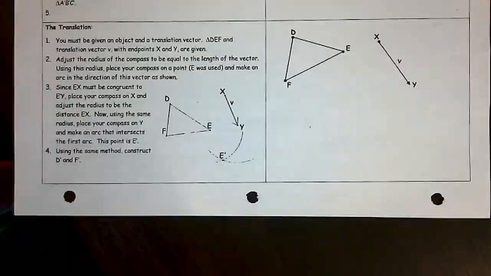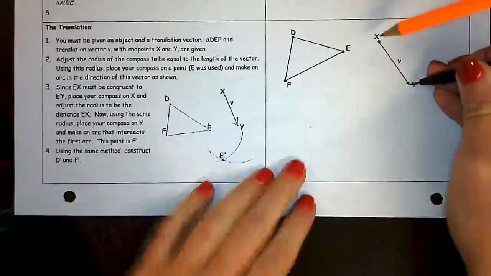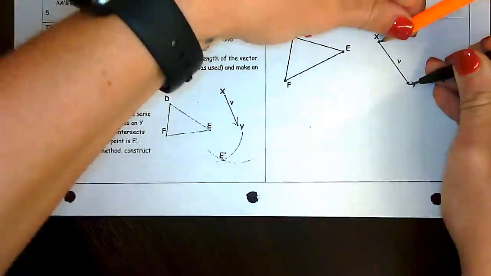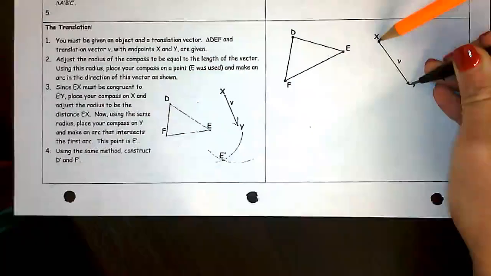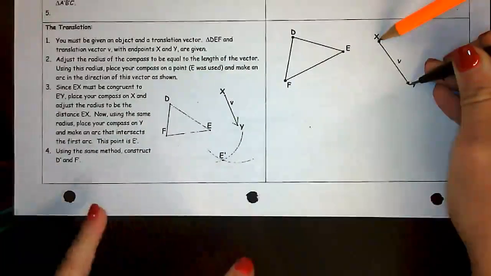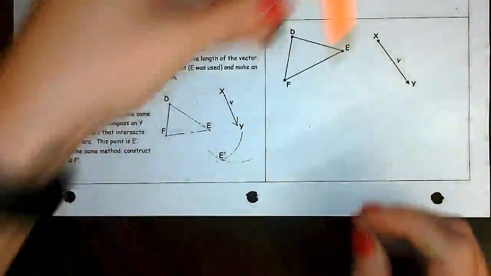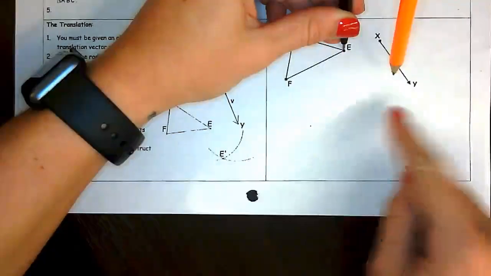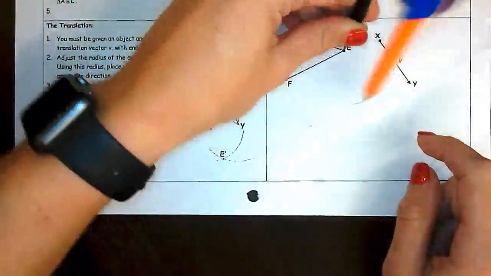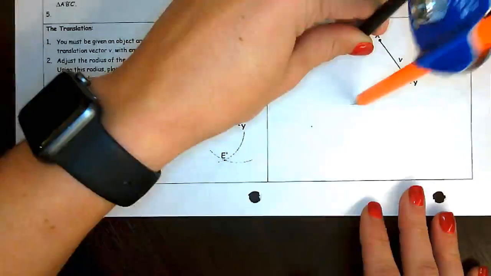Okay, so the first thing that we're going to do is adjust our compass width to be the length of this vector. So from the top of the arrow, right, to that point, and we now have that distance. Okay, we're going to place our compass on a point and make an arc in the same direction. So I'm going to start with E. Okay, it's going somewhere in this direction, so just make sure that your arc is that way. We wouldn't want our arc to be up here because we're not moving it in that direction.